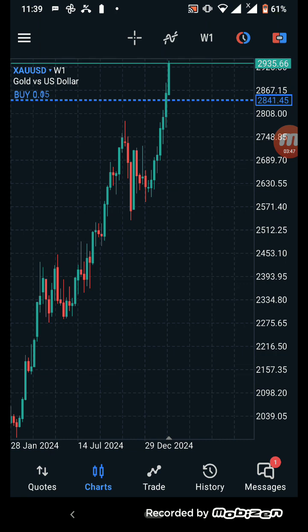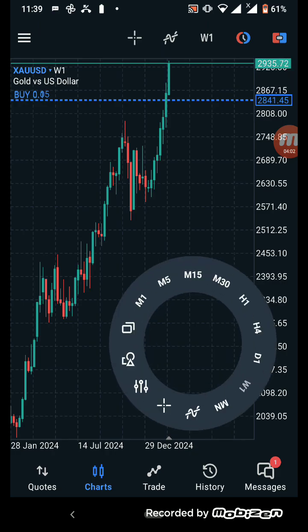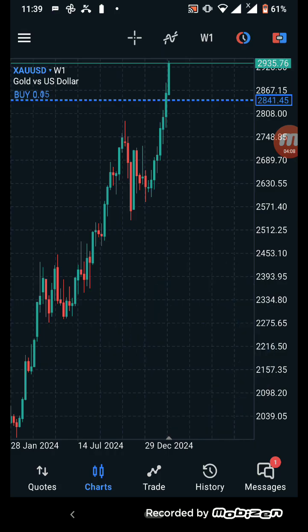Now, when you buy, the graph goes up. When you sell, the graph goes down. Okay, right? So the green candles are buyers, the red candles are sellers. Okay. Now, when the buyers dominate the market, the graph goes up.